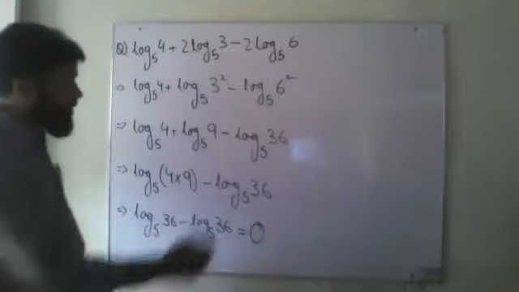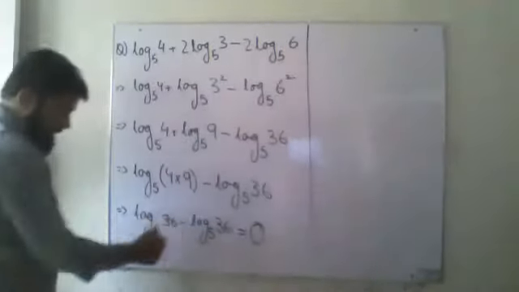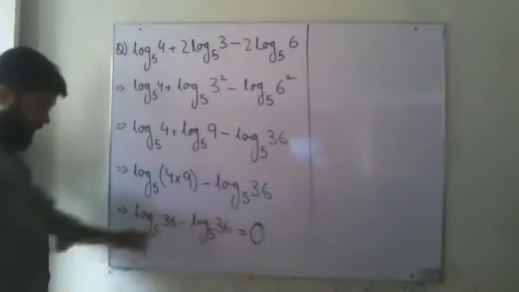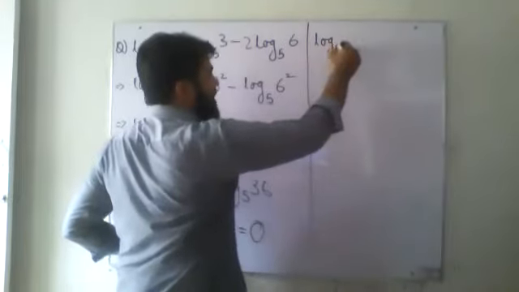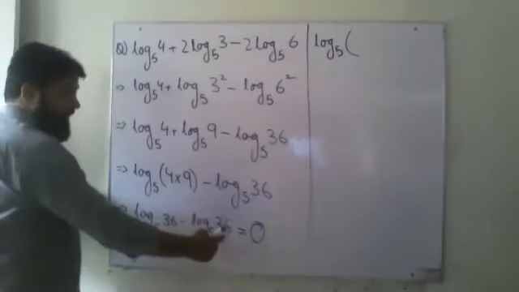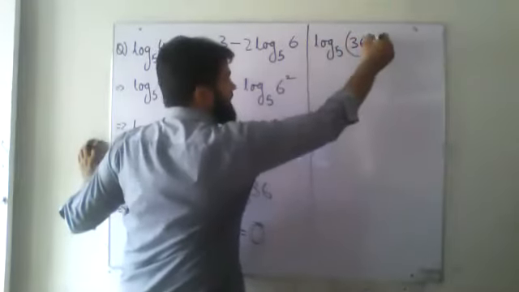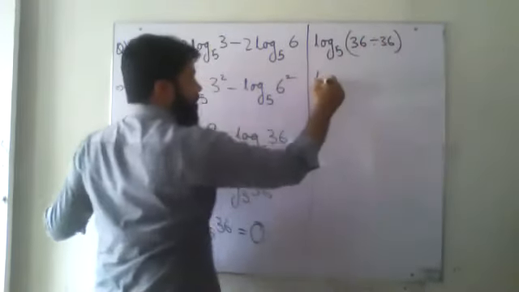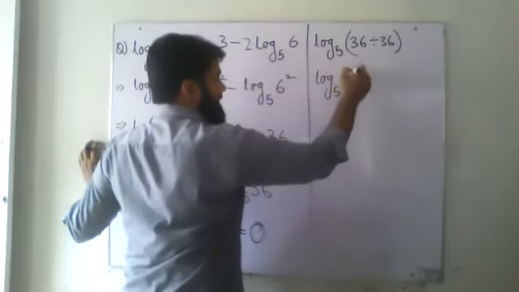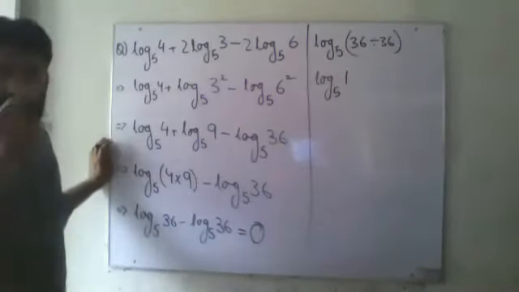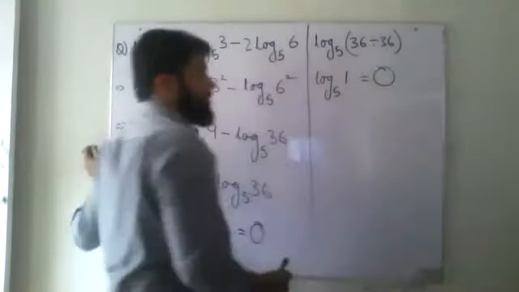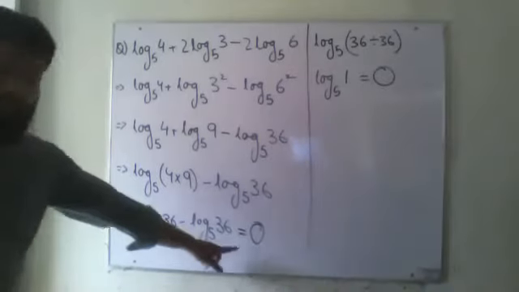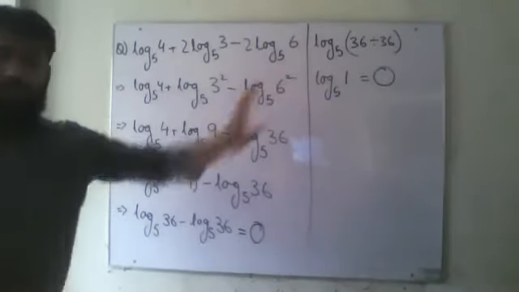What you can do from here, you can directly cancel them. The answer will be 0 since the minus sign is there. So log base 5, this multiple divided by this multiple, 36 divided by 36 will be 1, and log of 1 with any base will always be equal to 0. So you can get your answer directly from here, or you can go till that point. It's your choice over here.